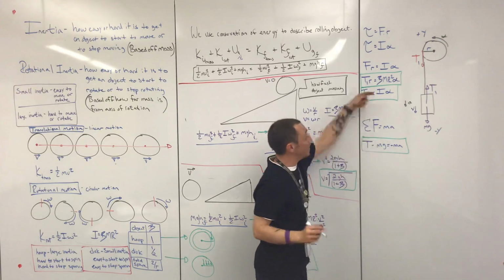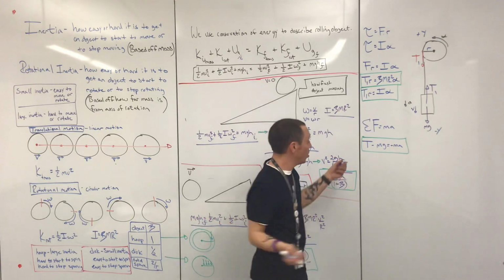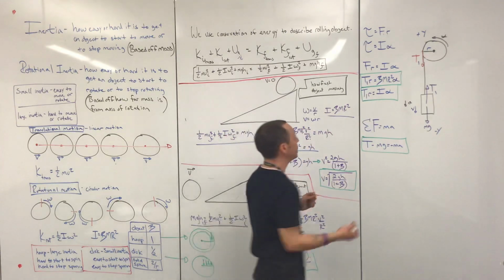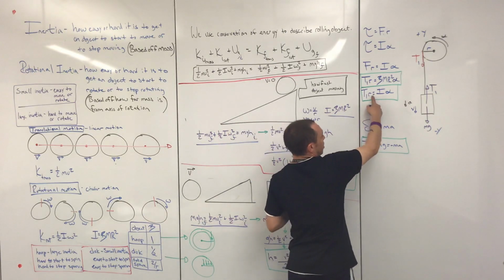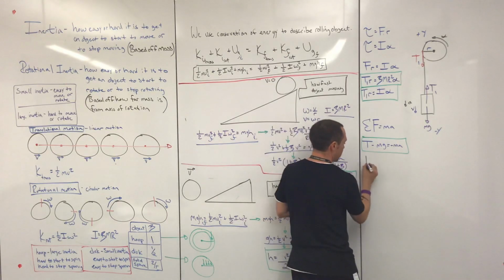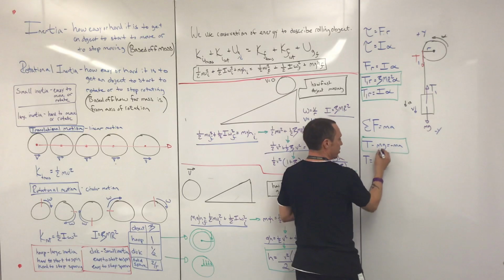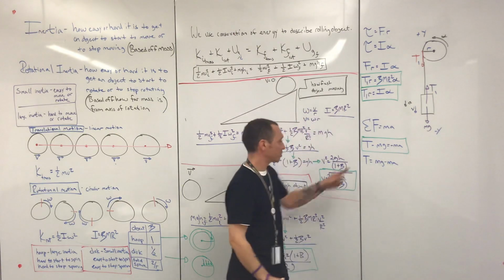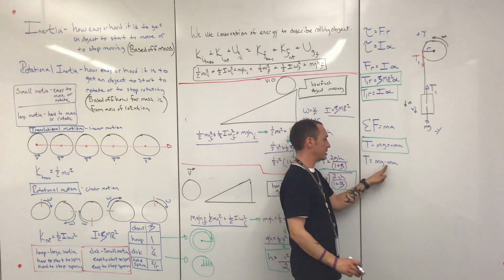Now you have two equations, and you can put them together. How? What value do these equations share? Tension. I can solve this one for tension, or I can solve this one for tension. It's all up to you. So let's just solve this one for tension. Tension is equal to mg minus ma. So this is going to add over, and that keeps it negative.